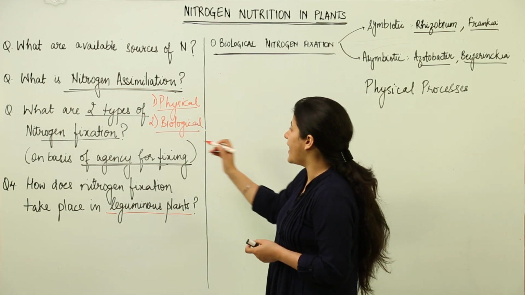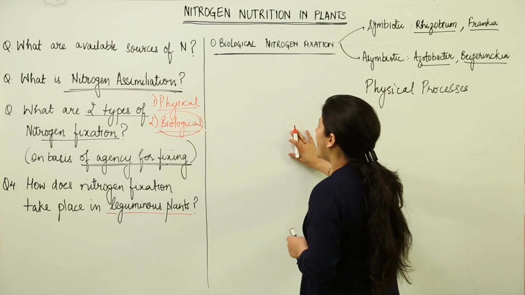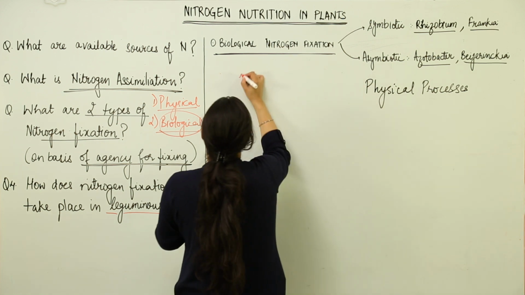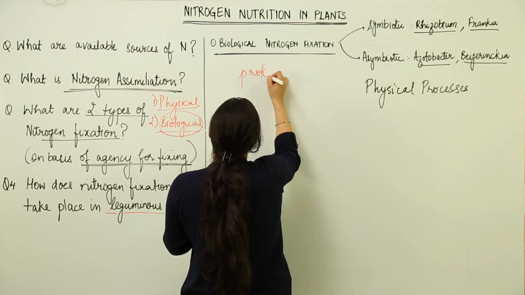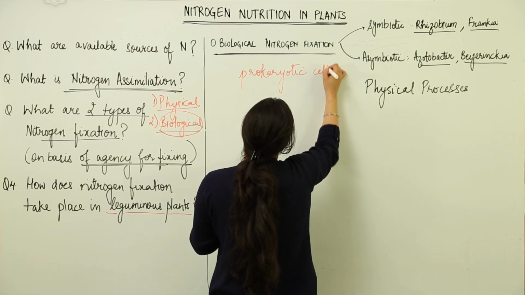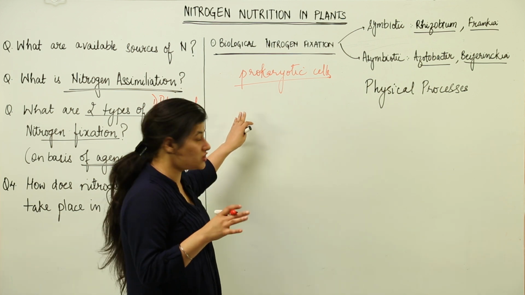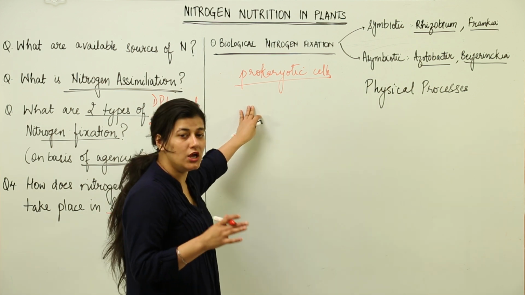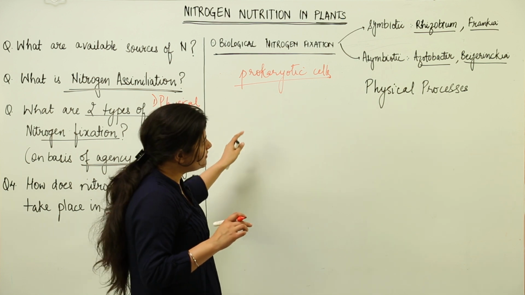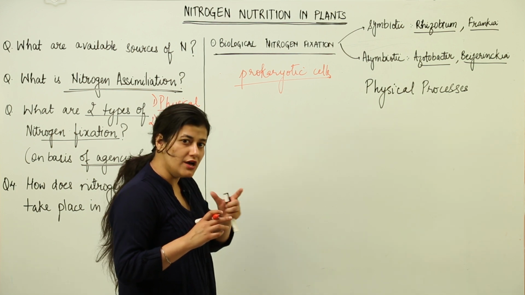So in case of biological nitrogen fixation, we have to understand that it would not be possible without the presence of prokaryotic cells. Now why do I say prokaryotic cells? Because the prokaryotic cells on this earth are the cells with the exclusive ability of fixing nitrogen, that is biological nitrogen fixation. That means they would take up the atmospheric nitrogen and convert it into ammonia for the plant.